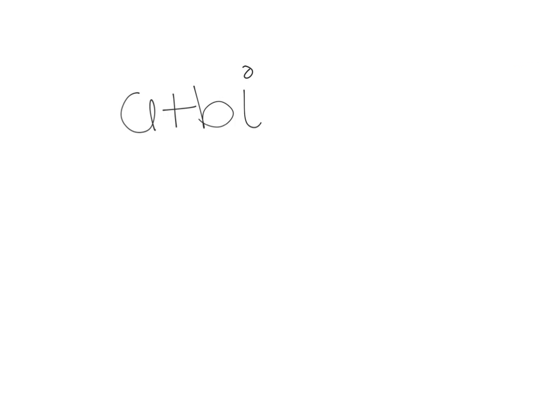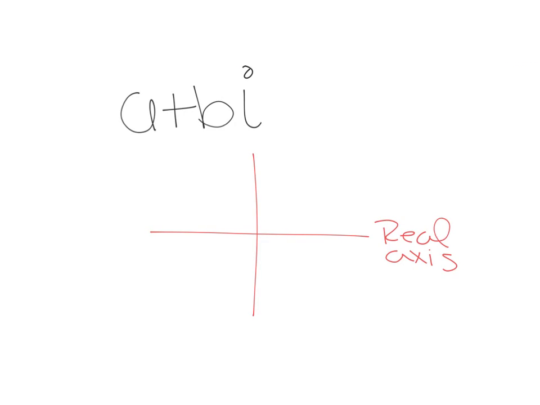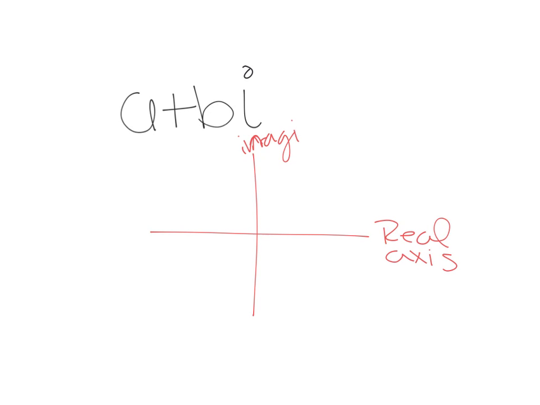So now we're actually going to graph it. And our coordinate plane is going to look something like this. We're going to have the real axis aligned with where the x-axis is. We're going to have the imaginary axis lined up with where the y-axis would be. So let's go ahead and graph.